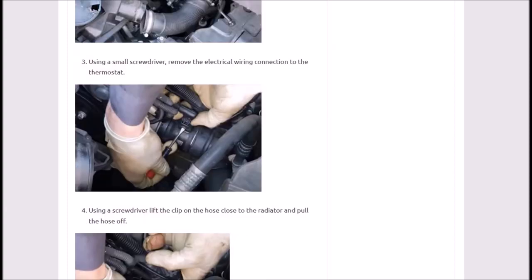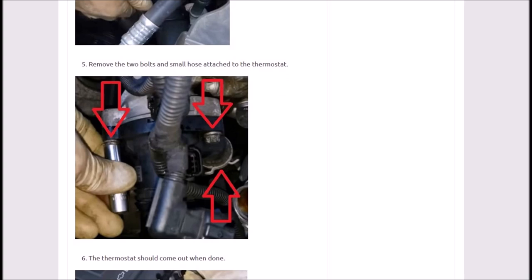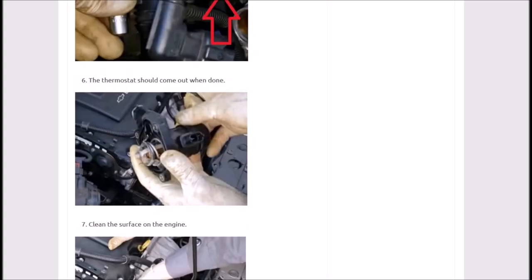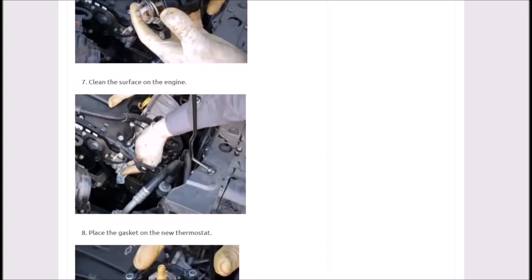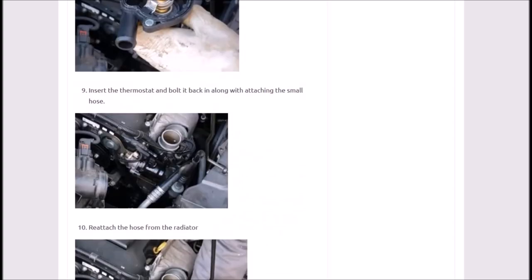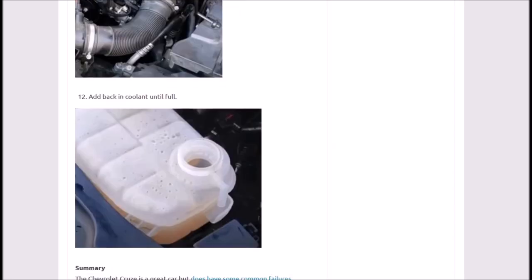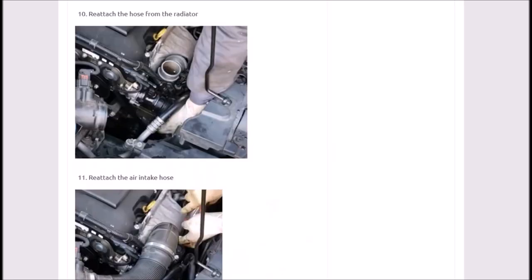You use a small screwdriver and you take out the electrical wiring, and then you use a screwdriver to pull off the clip that's holding the hose on. You'll have some bolts, three bolts. You're gonna have to remove those, and then it'll come right out. Then you make sure you clean up the surface real good before you install the new one. Then you put on a gasket and then you reinsert it, basically going the reverse of how you took it apart, add the coolant back in, and you should be ready to go.